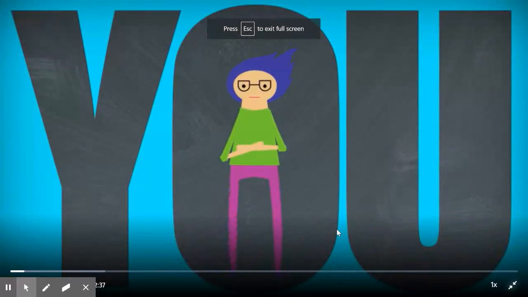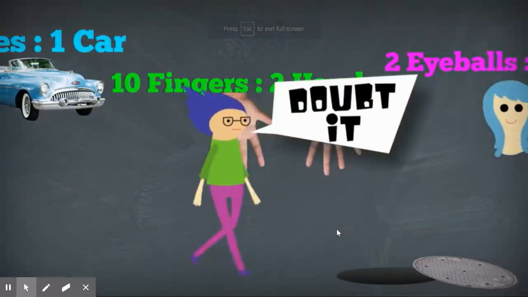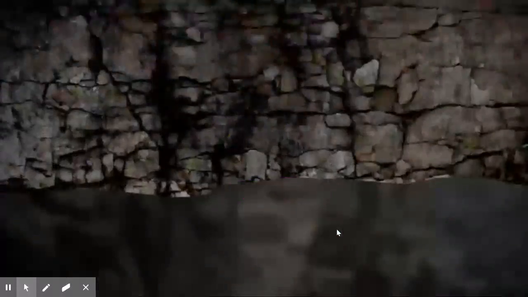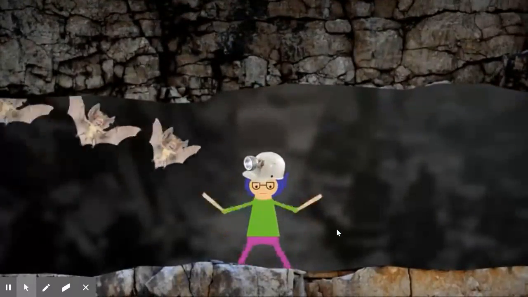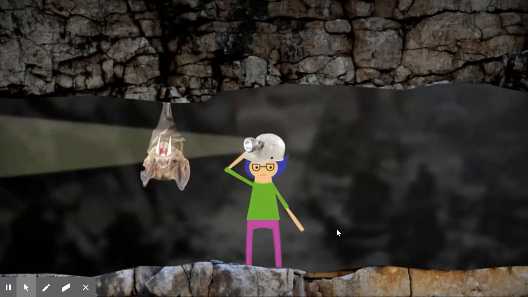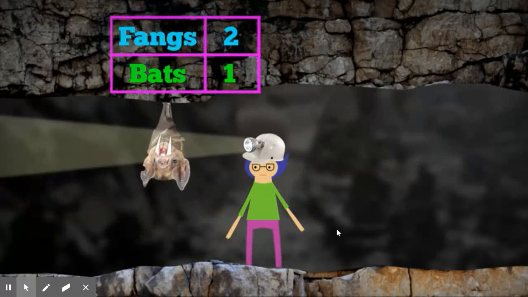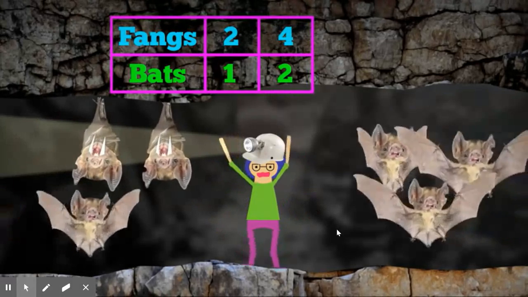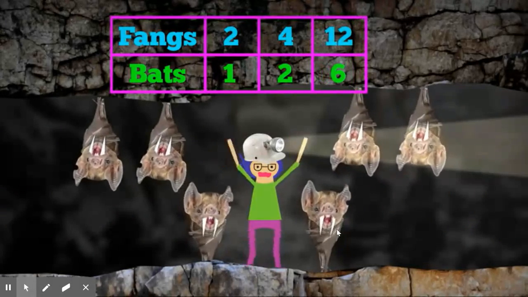This is you, and ratios are everywhere. Sure they are. That's a ratio. 2 bags are 1 bag. 4 bags are 2 bags. 12 bags and 6 bags.